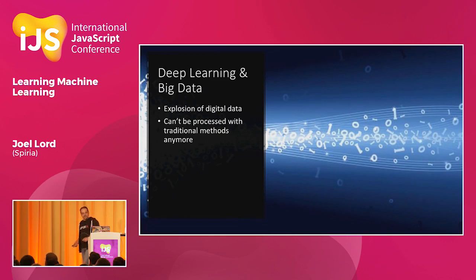All right, moving on with the theory. So deep learning and big data. Like I said, in a nutshell, you all know that there's tons and tons of information available nowadays, and it's basically impossible to process all that data with traditional methods. So we need new ways to process all of that and to interact with that data. That's where deep learning and big data come in.